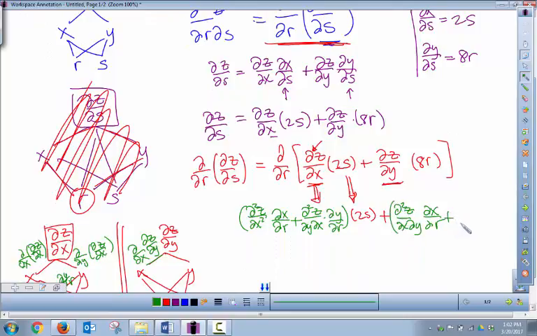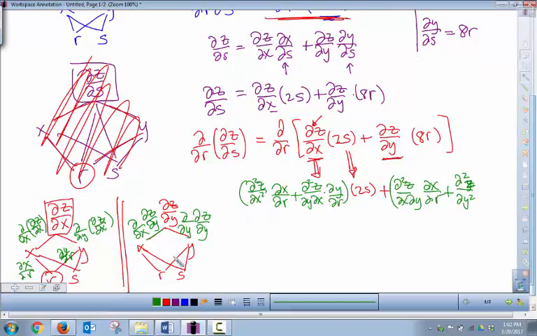Plus this other side, the derivative of dz dy with respect to y. So that's d squared z, dy squared. And then the derivative of y with respect to r, dy dr.